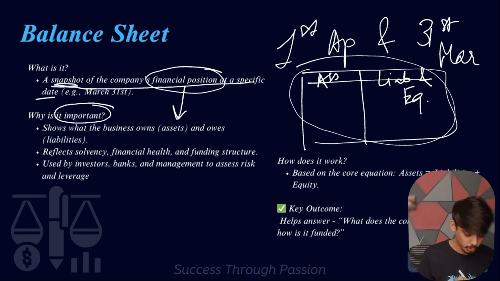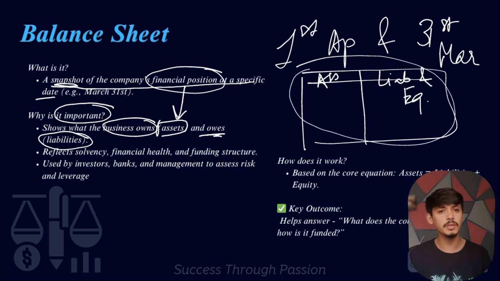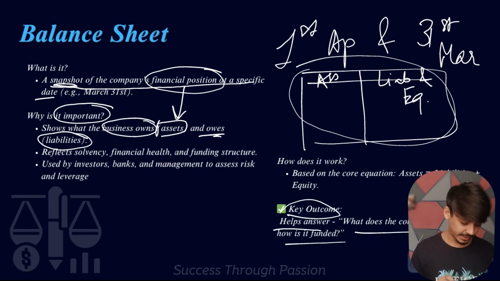So point number 1 shows what business owns and owes. Whatever business owns is termed as assets, and whatever business owes to somebody is termed as liability. These are two of the most important terms in the entire balance sheet. Okay, so the next point is it reflects solvency, financial health, and funding structure. We will take each point separately.